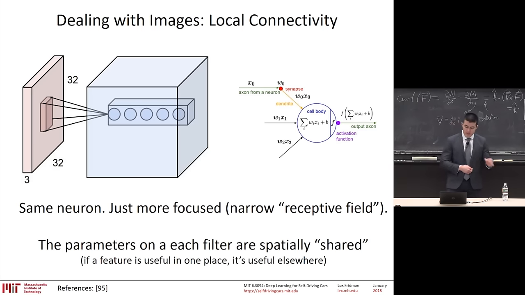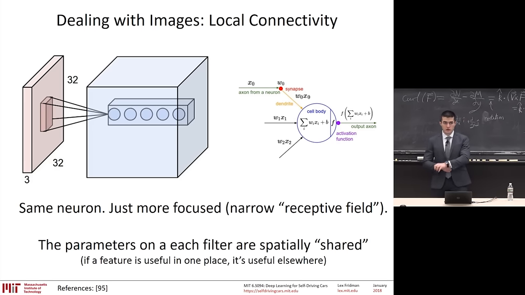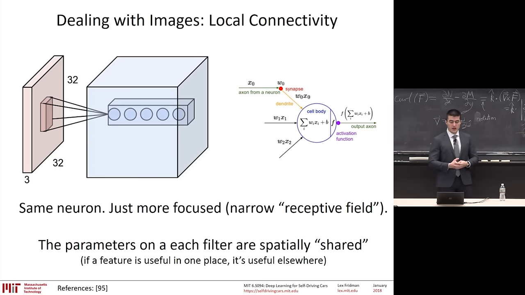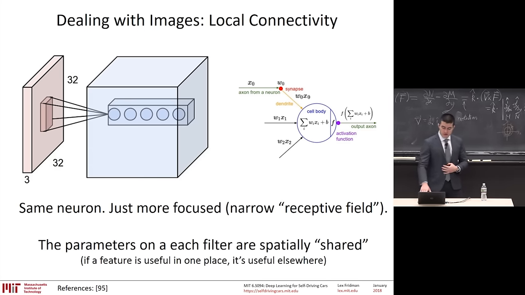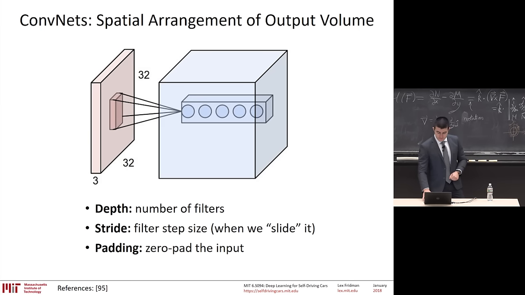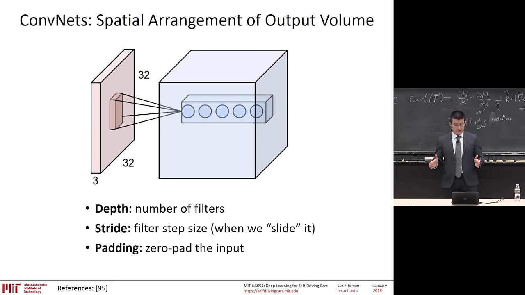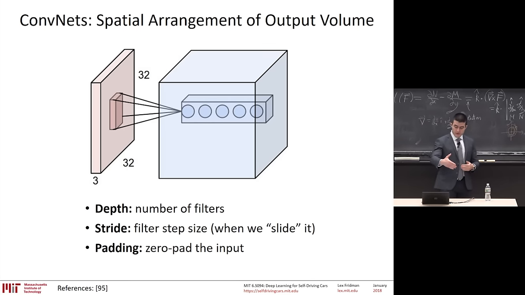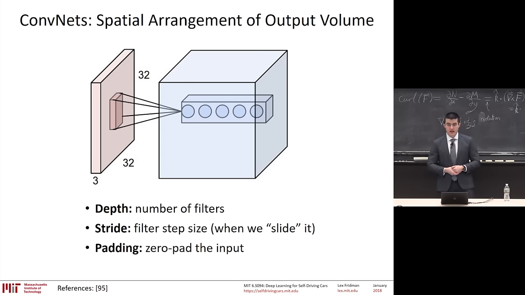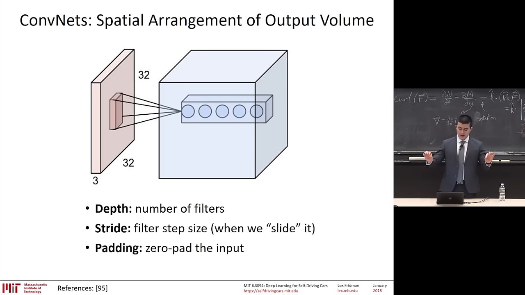The very important thing is the parameters on each of these filters, these subsets of the image, these windows, are shared. If the feature that defines a cat is useful in the top left corner, it's useful in the top right corner, it's useful in every aspect of the image. This is the trick that makes convolutional neural networks save a lot of parameters, reduce parameters significantly. It's the reuse, the spatial sharing of features across the space of the image. The depth of these 3D volumes is the number of filters. The stride is the skip of the filter, the step size, how many pixels you skip when you apply the filter to the input. And the padding is the zero padding on the outside of the input to a convolutional layer. Let's go through an example.